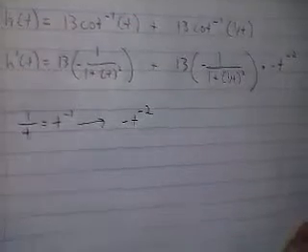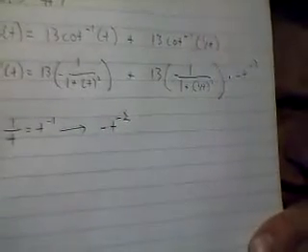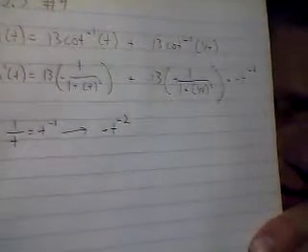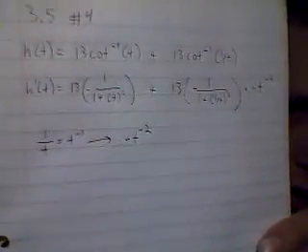And voila! Right there's your full answer. h prime of t is equal to 13 times -1 over 1 plus t squared plus 13 times -1 over 1 plus 1 divided by t squared times -t to the -2 power. There you go.